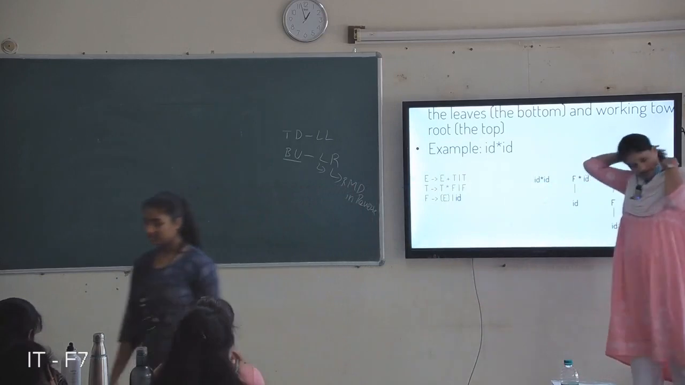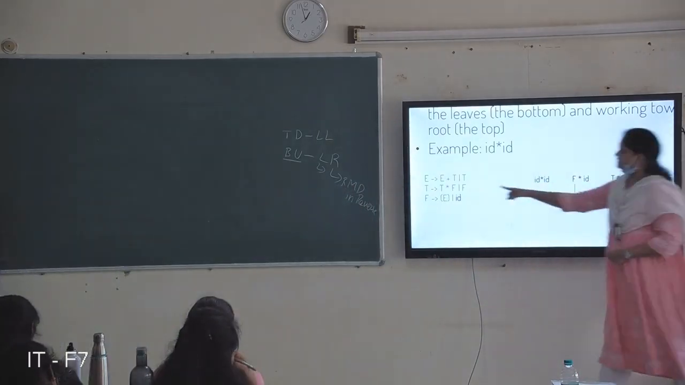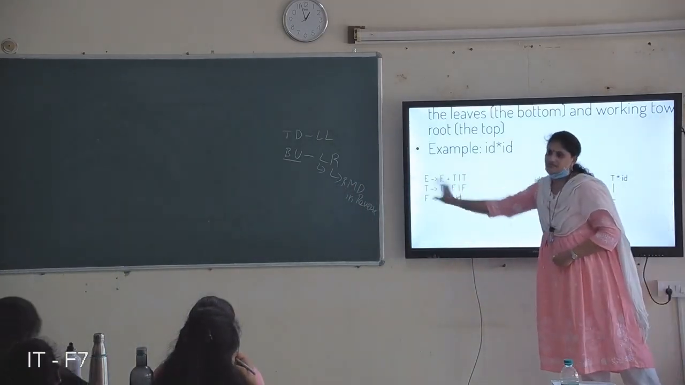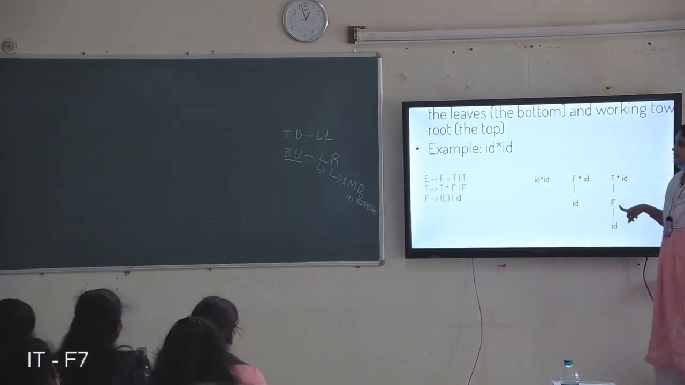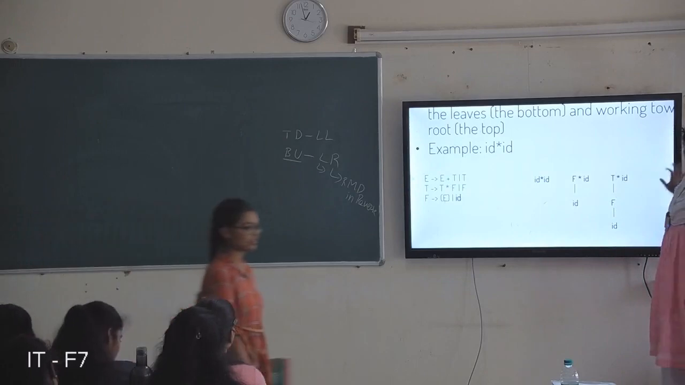F is also a handle, and that is replaced by C. We are doing reverse, so in place of F, you return T. Okay.